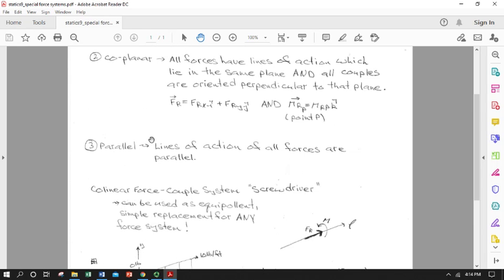Parallel. This is pretty simple. The lines of action of all the forces are parallel. And distributed loads are probably the biggest population in this category. So things like the force of gravity or hydraulics, hydrostatics, pneumatics, where we have pressure. Those are distributed loads, and so the line of action of the net force of the distributed forces, they're all parallel, typically to the surface on which they act. So that's an example of parallel.